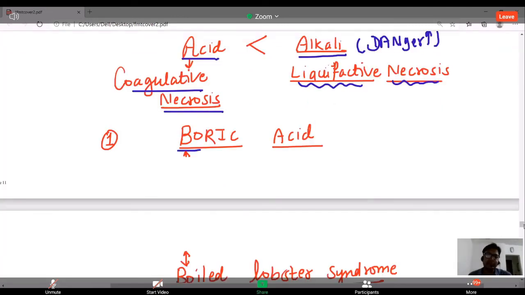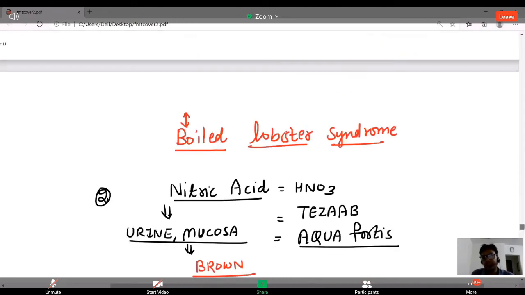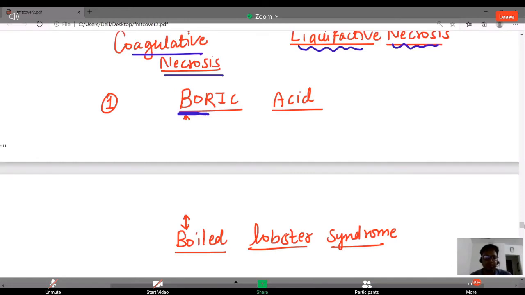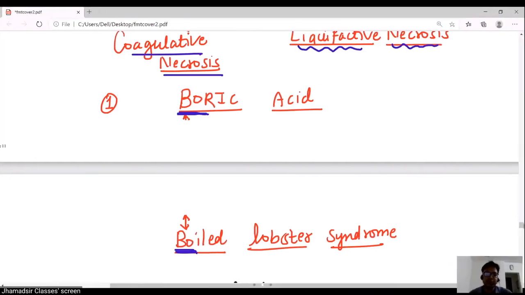Doctor sahab, boric acid, the first acid. First acid is boric acid. B for boric acid, BO. It causes boiled lobster syndrome. Boric acid causes boiled lobster syndrome. BO, boiled lobster syndrome.